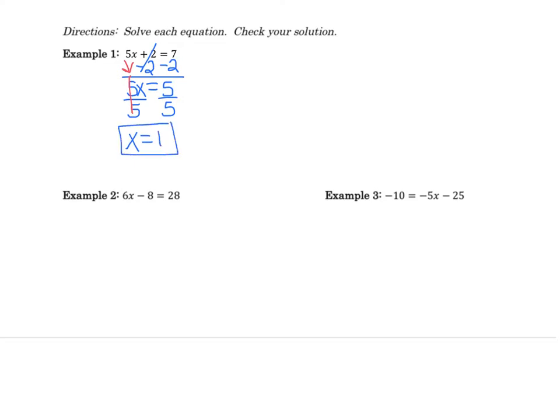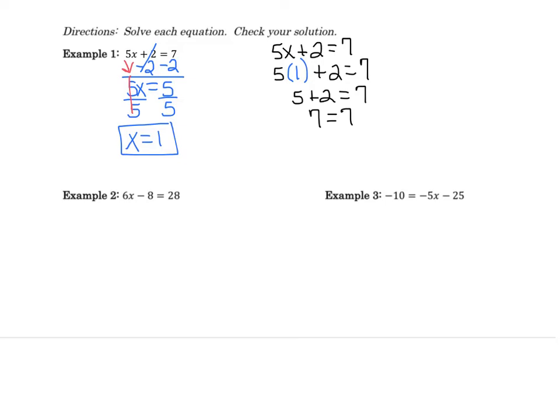So x equals 1. Now again, you can always check your solution with the original equation. We said 5x plus 2 equals 7. And we said that x equals 1. So let's substitute 1 for our x value, and we'll see if this works. So we have 5 times 1 is 5, plus 2 equals 7. Does 5 plus 2 equal 7? Yes, it does. So 7 equals 7, therefore x equals 1 is our solution.